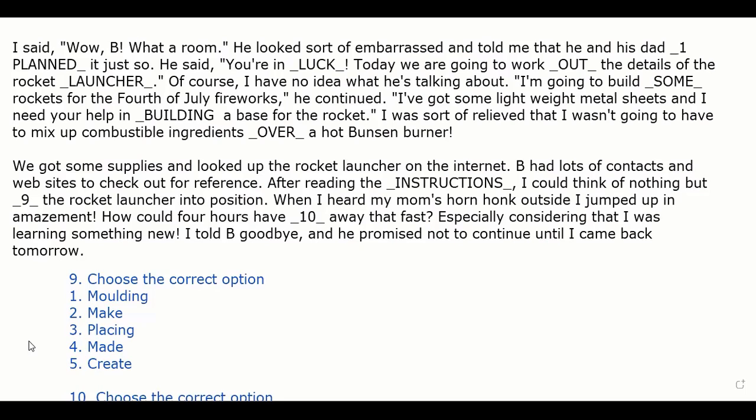We got some supplies and looked up the rocket launcher on the internet. We had lots of contacts and websites to check out for reference. After reading the instructions, I could think of nothing but placing the rocket launcher into position, or molding the... Obviously, it cannot be make or made or create, because you have to use a word with ing, right? So, molding the rocket launcher into position, or placing? Placing.